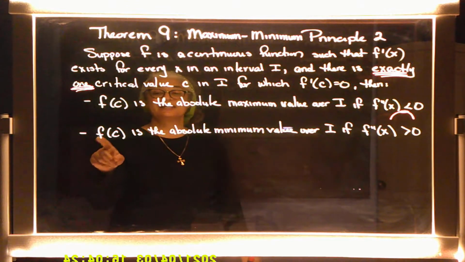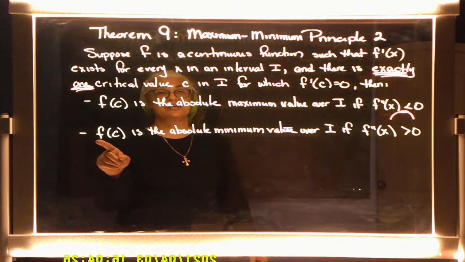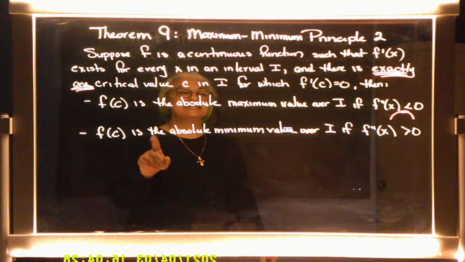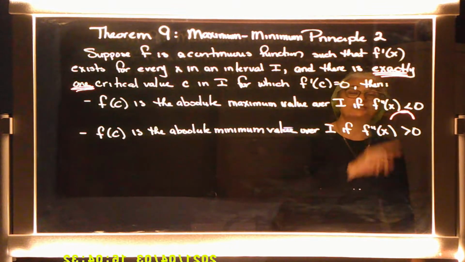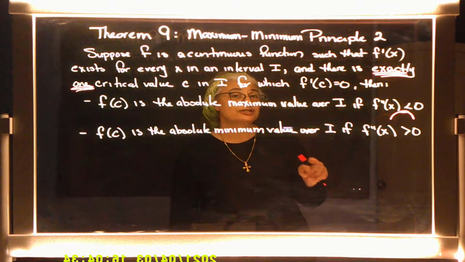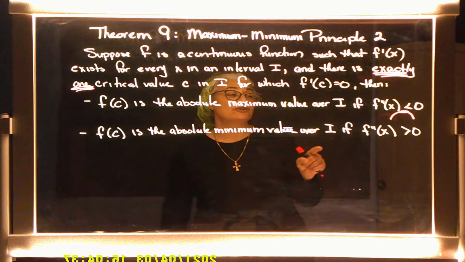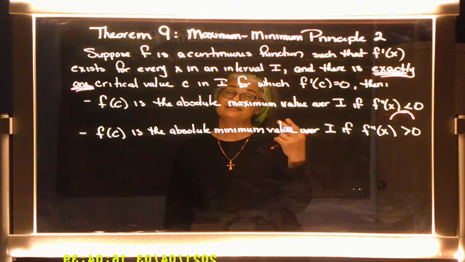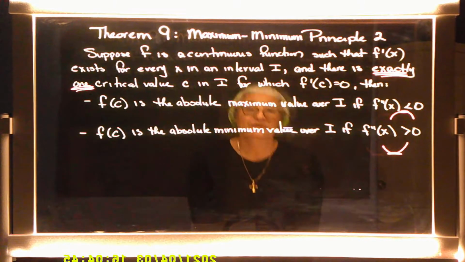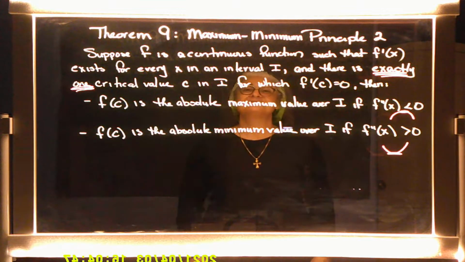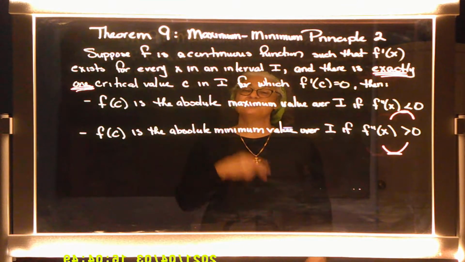Second part here says f of c, so that's the y value at c, is the absolute minimum over I if that second derivative is greater than 0. Remember, second derivative means concavity, so if the second derivative is greater than 0, it's concaving up, which means I have a minimum, right? Okay, stay tuned. Got a couple examples for you.